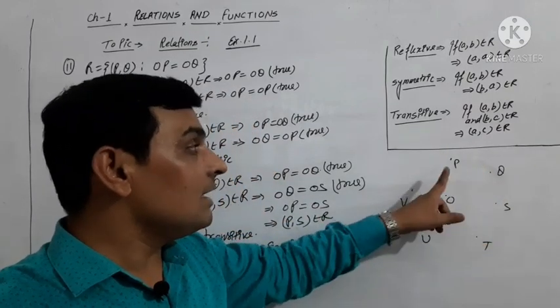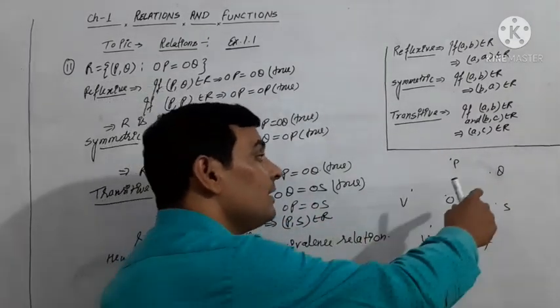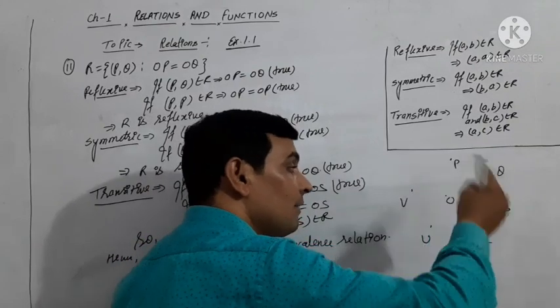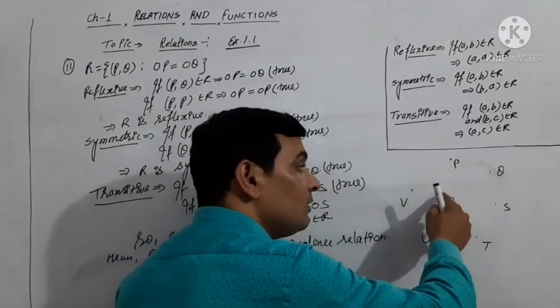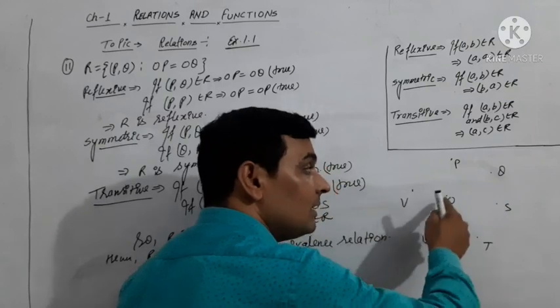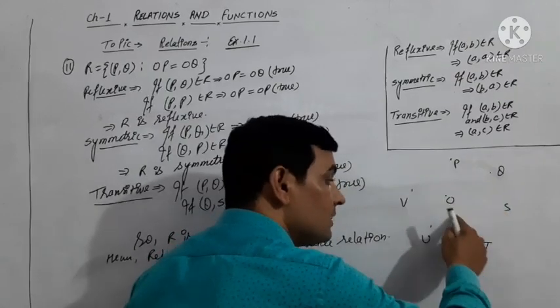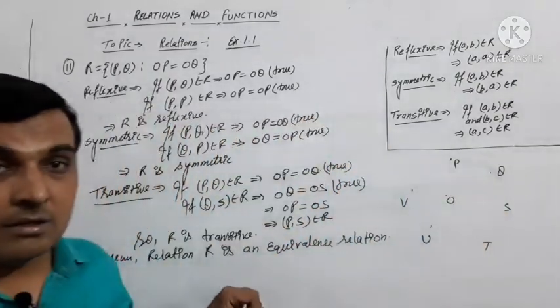When will they be related to P? They will be related to P when distance OP equals distance OQ equals distance OS equals distance OT.